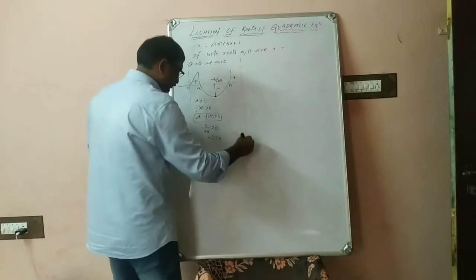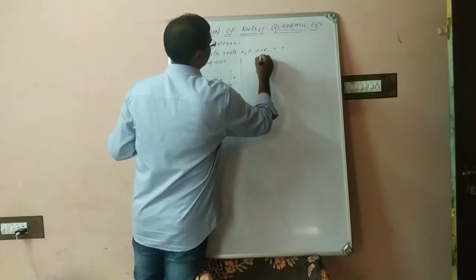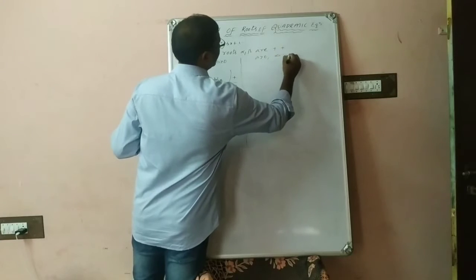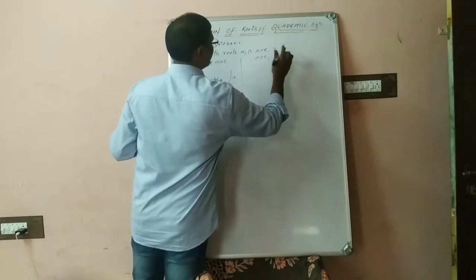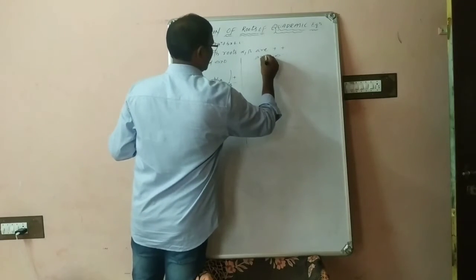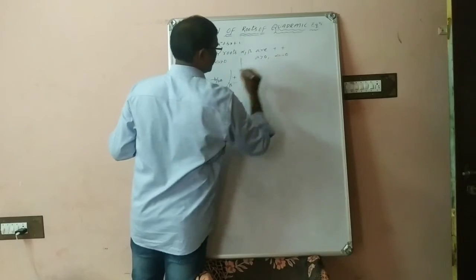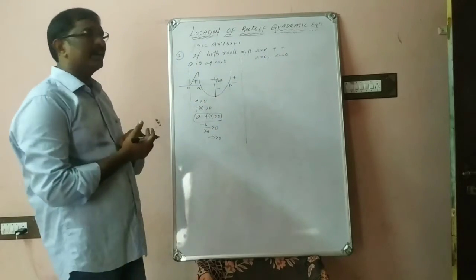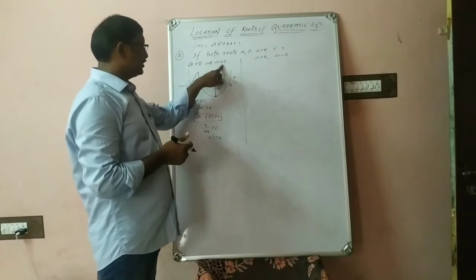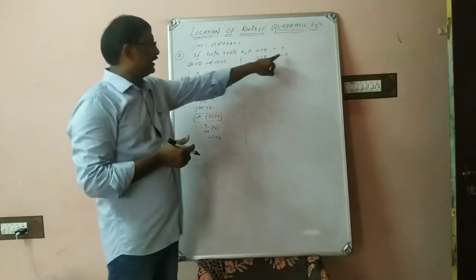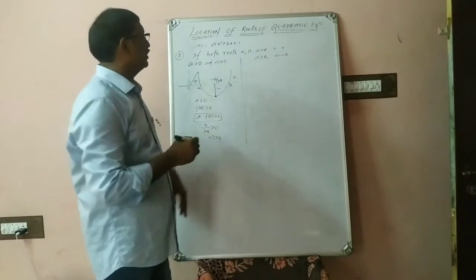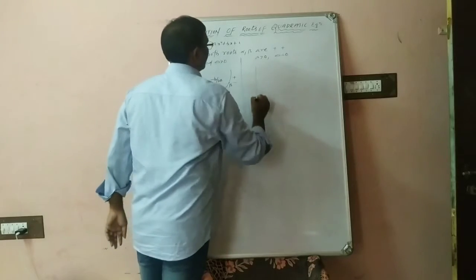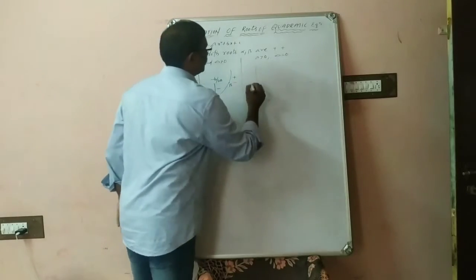Coming to delta is equal to 0. Same, a positive and delta is equal to 0. In what condition are you getting real roots? Delta greater than 0, roots are real and distinct. Delta is equal to 0, roots are real and equal. So in both cases we need to check. Both the roots are equal here.